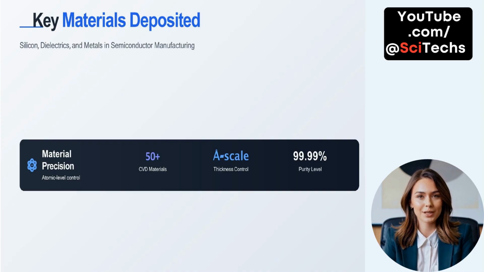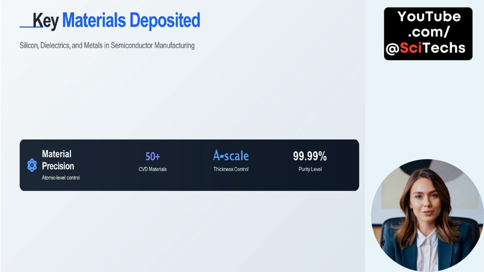Key materials deposited. In semiconductor manufacturing, precision in material deposition is non-negotiable. Chemical vapor deposition, CVD, delivers the atomic level control needed to build nanometer-scale structures. One of the key strengths of CVD is material precision. It allows for deposition accuracy down to the atomic layer, ensuring exact film thickness and uniformity. This enables consistent device performance, critical in advanced nodes.